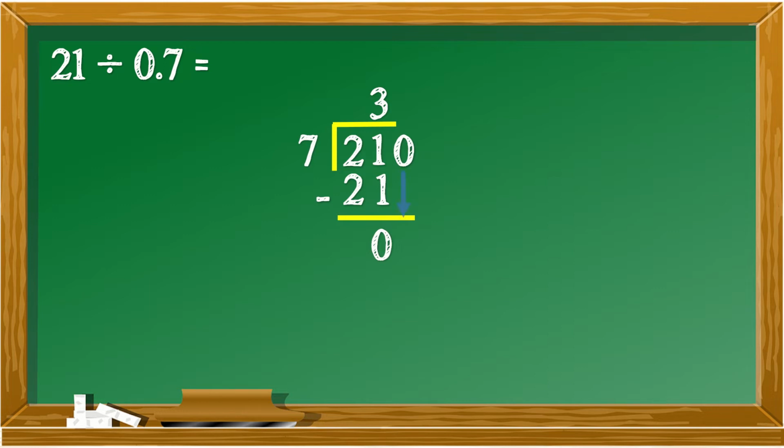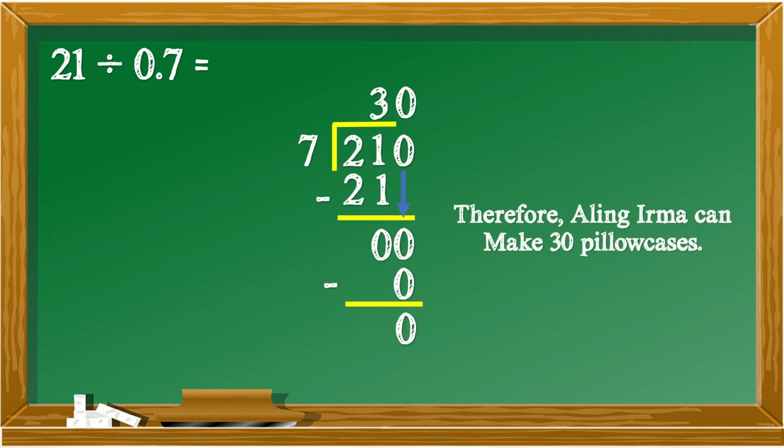And then bring down the last digit. Okay, bring down 0. And then 0 divided by 7 is 0. And 0 times 7 is 0. Subtract: 0 minus 0 is 0. Therefore, Aling Irma can make 30 pillowcases.